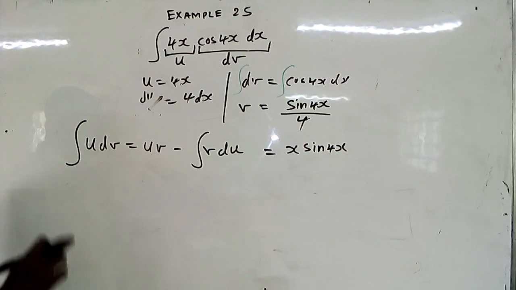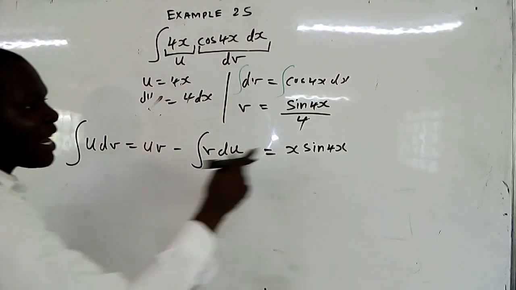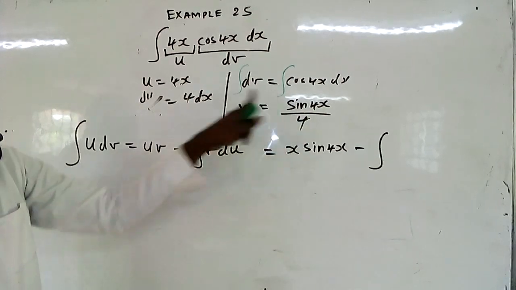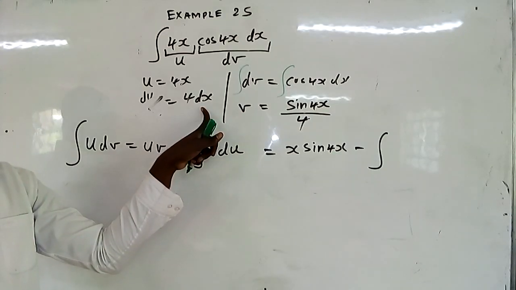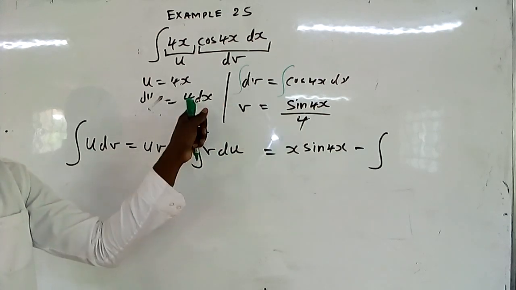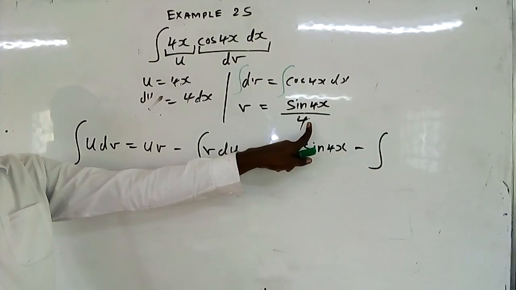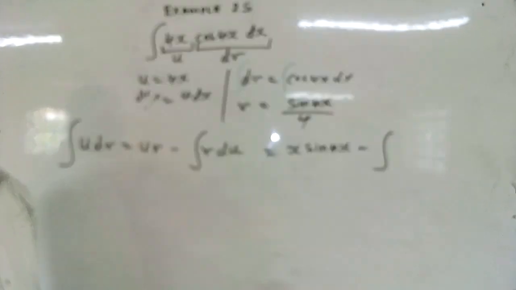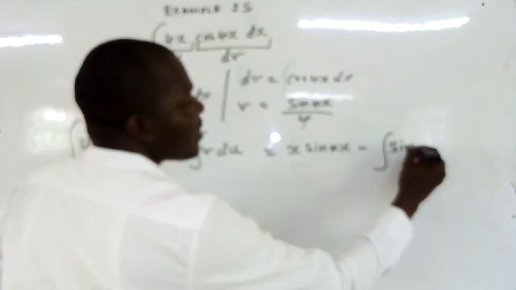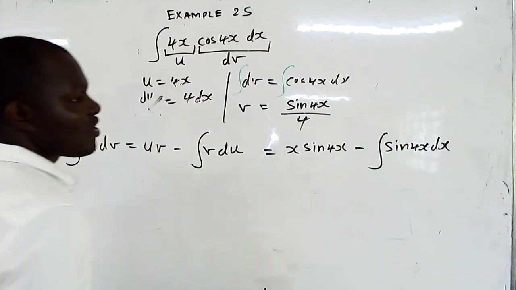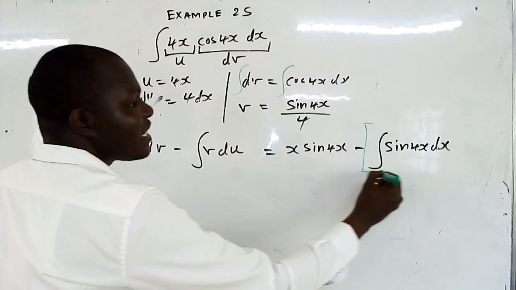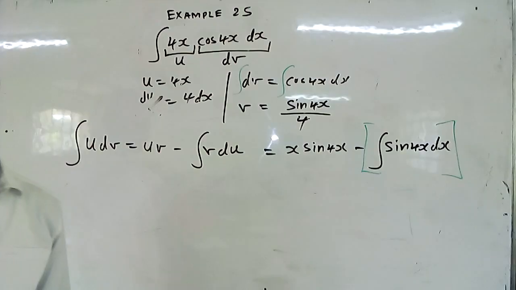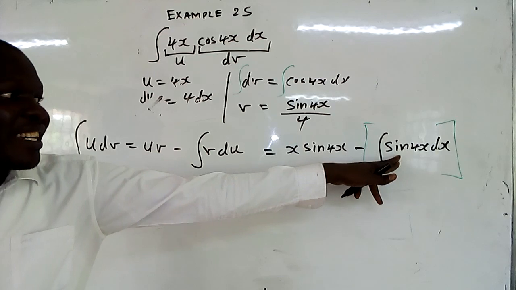Then it is minus the integral of v du. V is this, du is this. Are we together? This 4 in the numerator will cancel with this 4 in the denominator, so you remain with sine 4x dx. So what are we now integrating? That. Meaning you have to do it until you no longer have an integral on the right hand side of the equation. Meaning we are now integrating sine 4x.